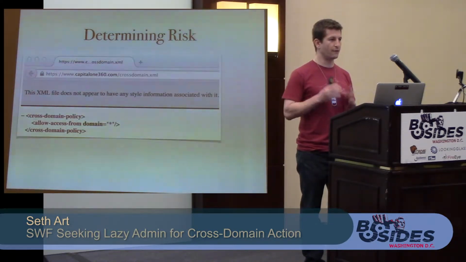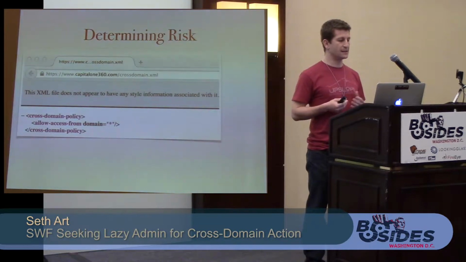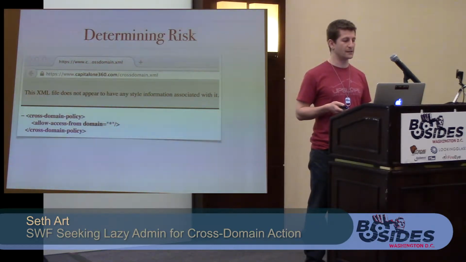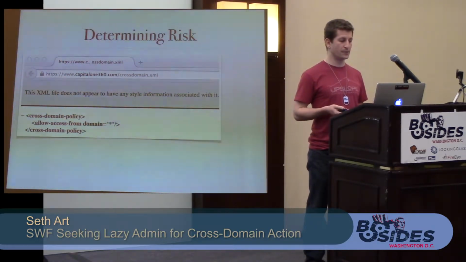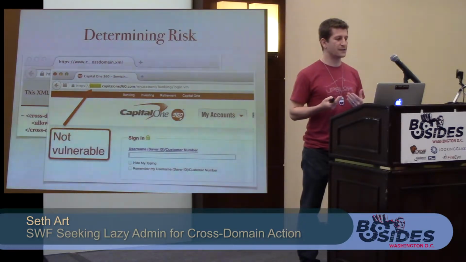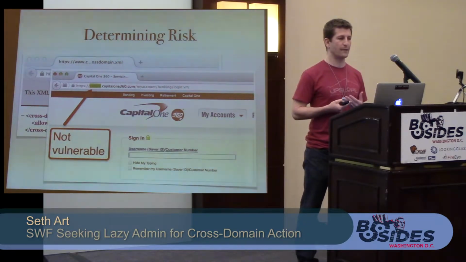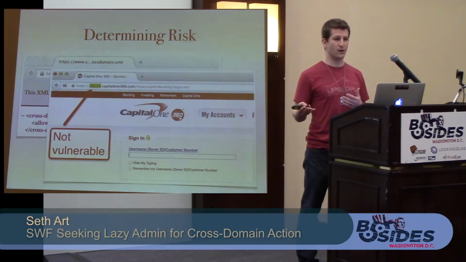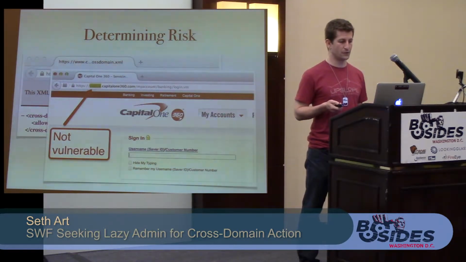A good example of all of those last couple of points is www.capital1360.com. As you can see, www has a wide open cross-domain XML file. However, all of the sensitive information happens at secure.capital1360.com, and there is no cross-domain XML file at that FQDN, which means it defaults to the same origin policy, which means a SWF can't interact with that at all. So you can write a SWF that can interact with www, but it wouldn't get anything, because there's nothing worth stealing.